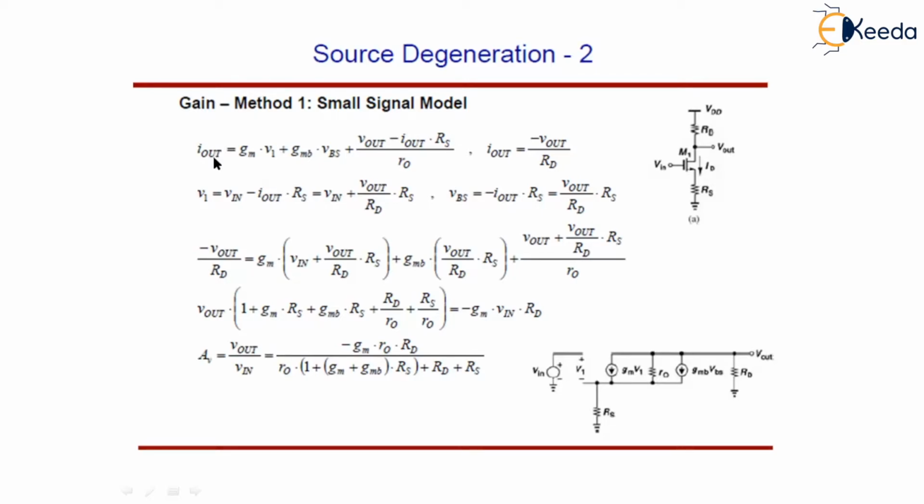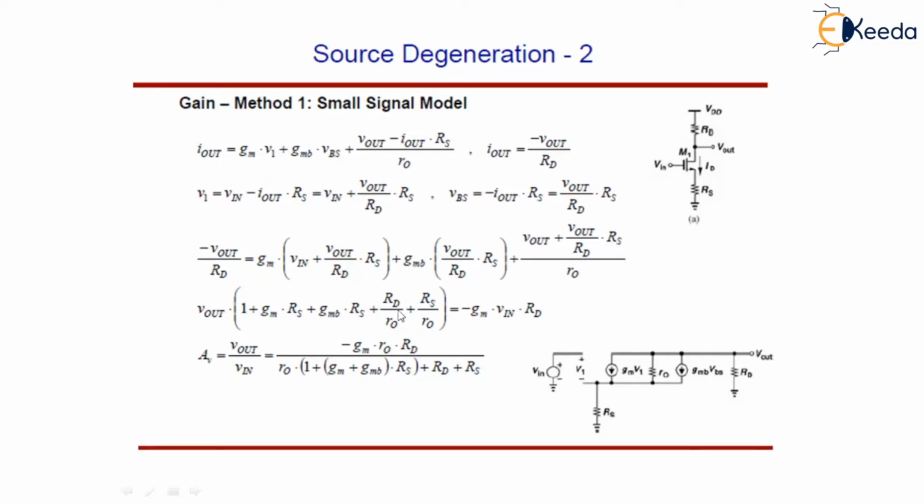That is, we have I out as this, we have V1 as this equation, we have VBS as this equation. Now substituting all the values, I out can be substituted as minus V out RD equals GM, V1 can be substituted as this, plus GMB, VBS can again be substituted by this value. Okay, now solving the equation, this V out can be solved from this equation.